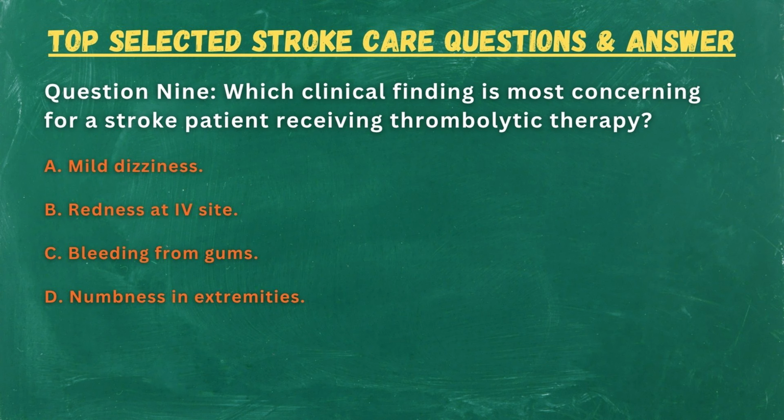Question 9. Which clinical finding is most concerning for a stroke patient receiving thrombolytic therapy? A. Mild dizziness. B. Redness at IV site. C. Bleeding from gums. D. Numbness in extremities. Answer. C. Bleeding from gums.